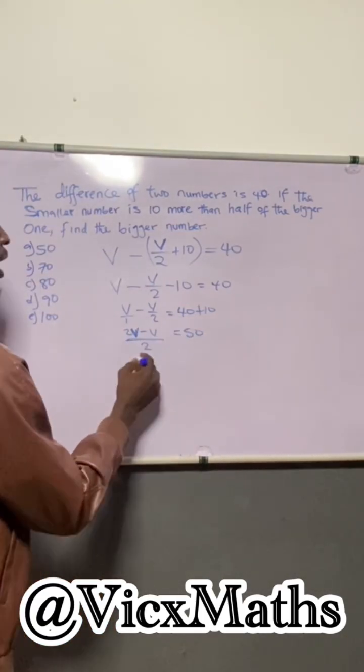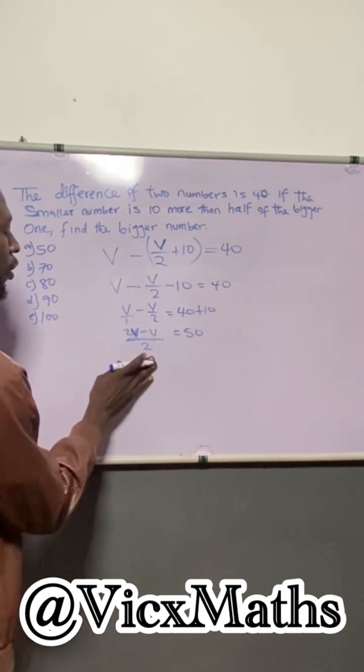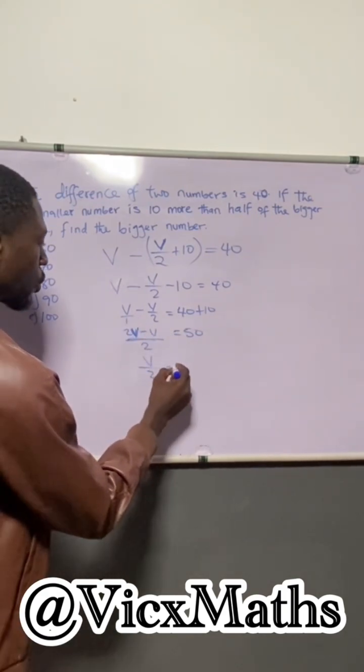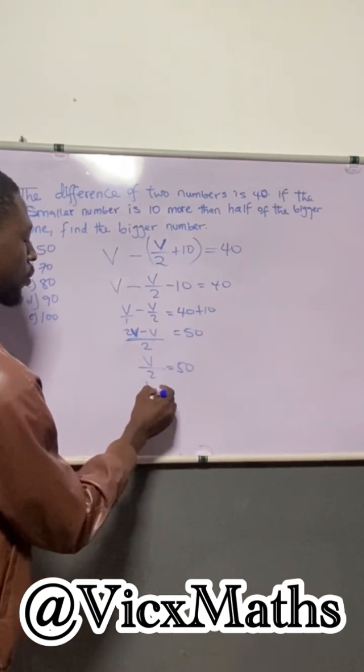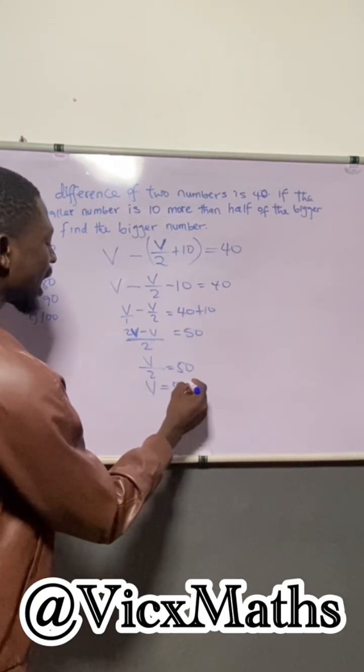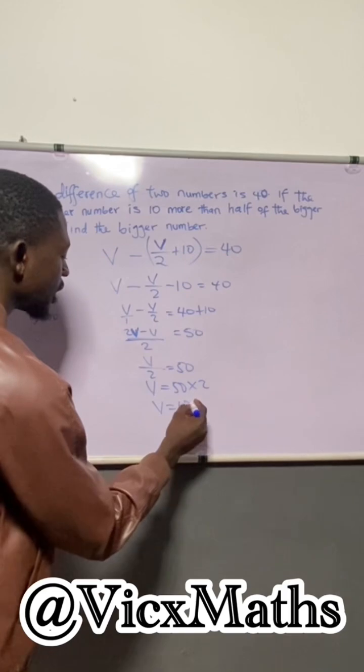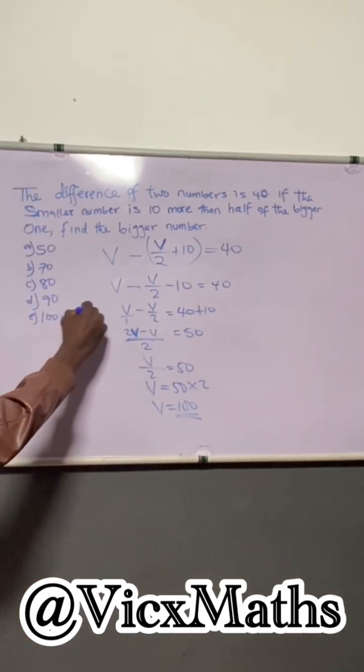So here, when it crosses the equality sign, we're having 2V minus V will give us V over 2 equals 50. And when this 2 crosses the equality sign and becomes multiplication, we have V equals 50 times 2, and V will give us 100. This is the answer, and that means our option here is option E.